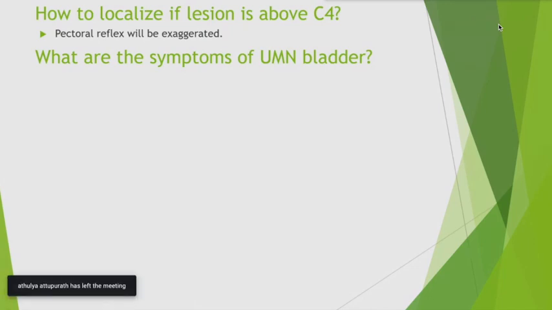A lower motor neuron bladder will be hypotonic. It contains large amounts of urine and it never comes out. It just dribbles out. That's all. So the history of bladder is important for us. And what symptoms do people have if there is an upper motor neuron bladder?